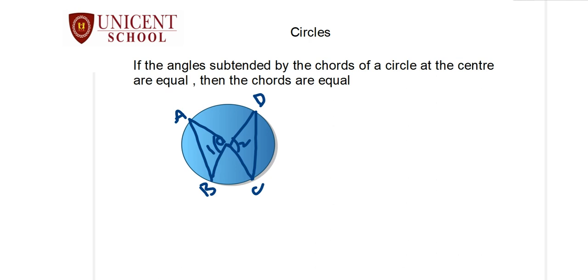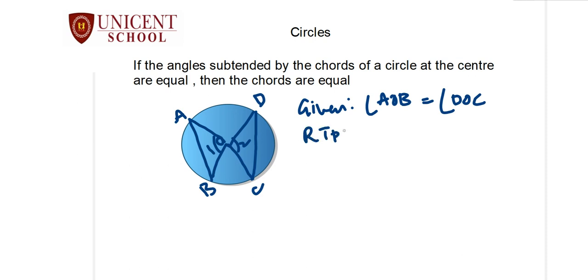Now, if the angles subtended by the chords of a circle at the center are equal, that means, when we compare Theorem 1 and Theorem 2, here what is given is angle AOB is equal to angle DOC. This is already given. Now, what is our RTP? What we have to prove? We have to prove that AB is equal to CD.